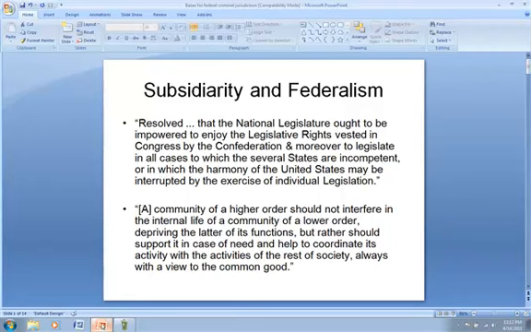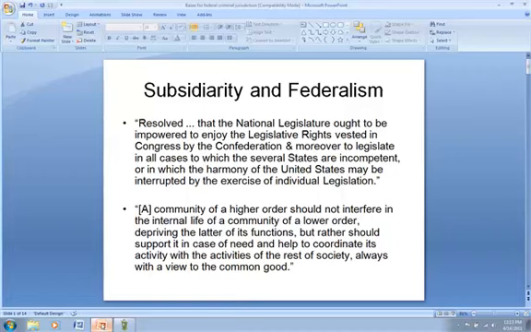The first one is from what was known as the Virginia Plan, which was submitted as part of the Constitutional Convention drafting experience. And it was about the nature of the federal government. It said, resolved that the national legislature ought to be empowered to enjoy the legislative rights vested in Congress by the Confederation, that is, under the old Articles of Confederation, and moreover to legislate in all cases to which the several states are incompetent or in which the harmony of the United States may be interrupted by the exercise of individual legislation. So this was an initial statement about what the federal government should be.